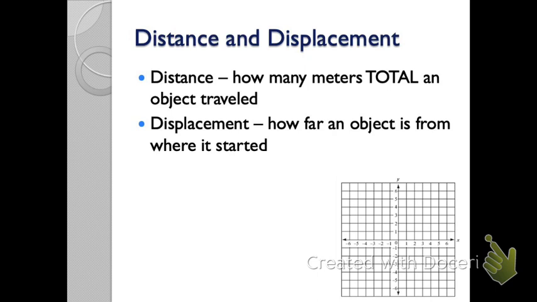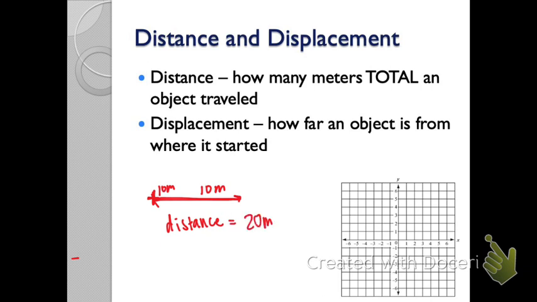Okay, do you see a difference in those definitions? Or do they seem the same? They kind of seem the same, don't they? But here's an example I want you to look at. Let's say that I start here. I walk 10 meters east. And then I turn around, I forgot something. And I walk 10 meters back home. What's my distance? 20. My distance is 20 meters.